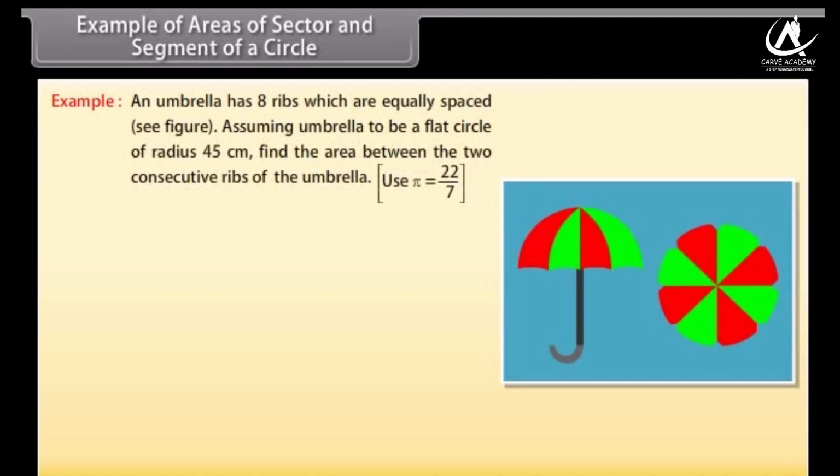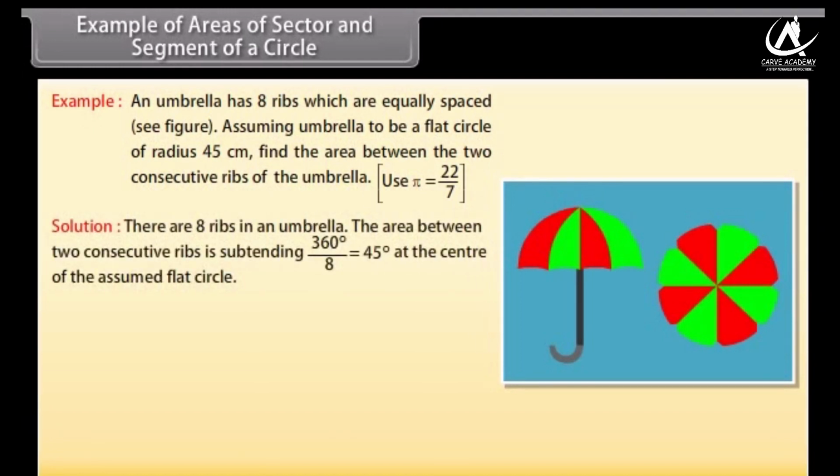Example. An umbrella has 8 ribs which are equally spaced. See figure. Assuming umbrella to be a flat circle of radius 45 centimeter, find the area between the two consecutive ribs of the umbrella. Use pi as 22 upon 7.